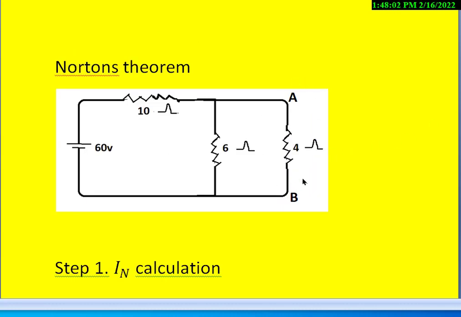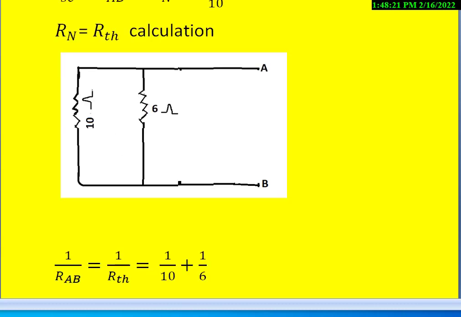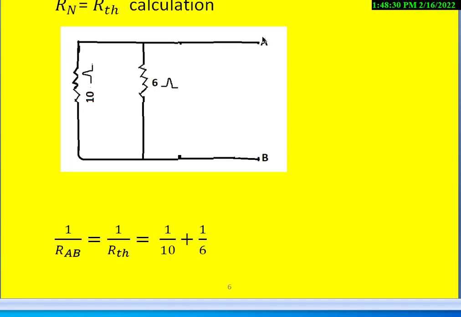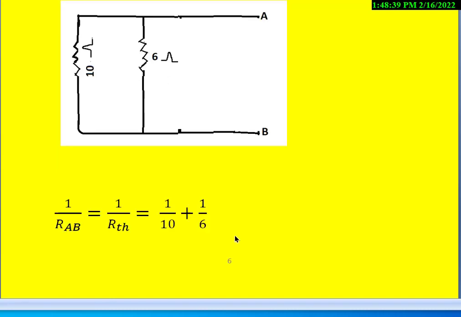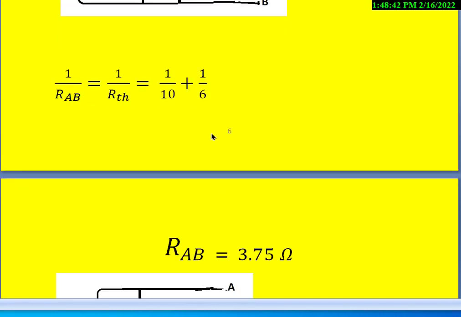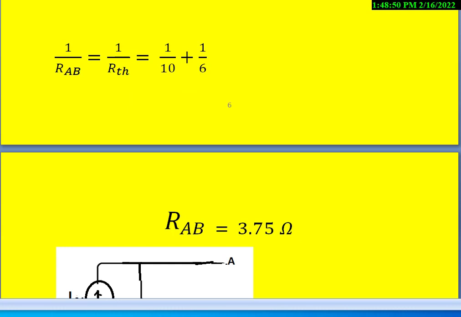So for this circuit we open these AB terminals, means the 4 ohms resistance should be removed. Then short circuit this voltage source. So then we get the equivalent circuit like this, 10 ohms in parallel with 6 ohms. Then find out the equivalent resistance between terminals A and B, that is 1 by RAB, which is nothing but 1 by R Thevenin, is equal to 1 by 10 plus 1 by 6. So after simplification, we get R Norton, which is also equal to RAB, is equal to 3.75 ohms.